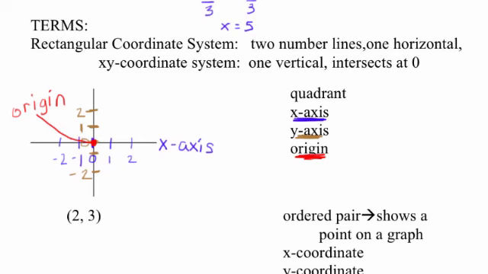Our coordinate system is separated into 4 quadrants. The quadrants are labeled with Roman numerals. Starting in the upper right, that's quadrant 1, then upper left, quadrant 2, and then down to quadrant 3 and over to quadrant 4. Those are the quadrants.